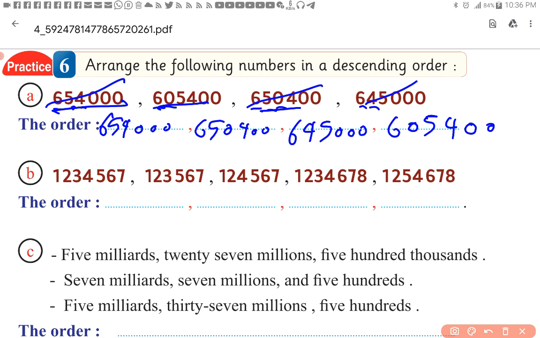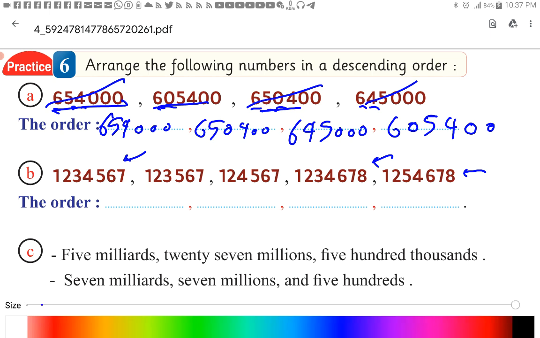Yes, the next one. Start to compare by counting the number of digits. Here you have 7, and here 7, and here 6, and here 6 also, and here we have 7. Start by comparing the 7s. Start from left. Here 1, and here 1, and here 1. Then 2, and here 2, and here 2 also. Then here 3, and here 3, and here 5. So this one is greater.